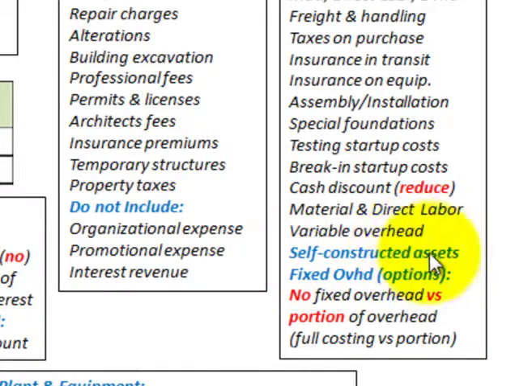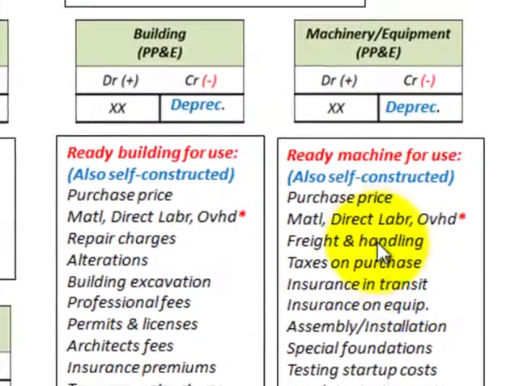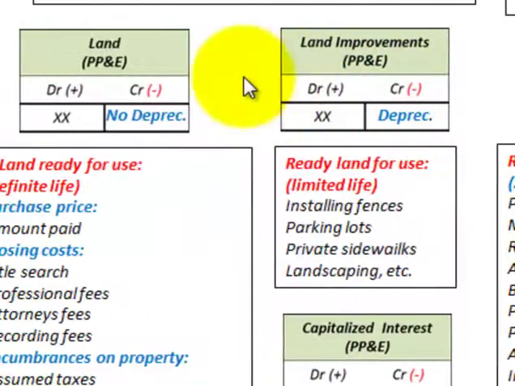And then for self-constructed assets, you would have the fixed overhead options here. Again, we're talking about overhead. Either you don't use any fixed overhead versus using a portion of the overhead, or you can look at full costing versus a portion of your overhead, or no overhead at all. But all I've done is gone through a list here, and this is what would be included in our property, plant, and equipment. Again, we have this land account.